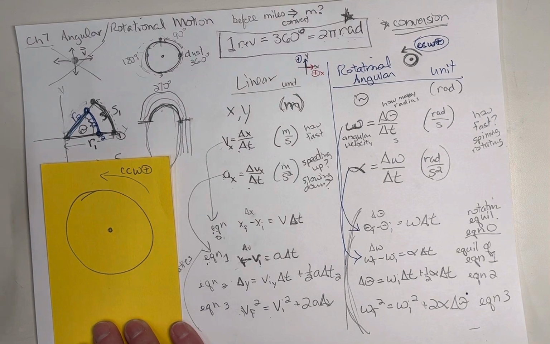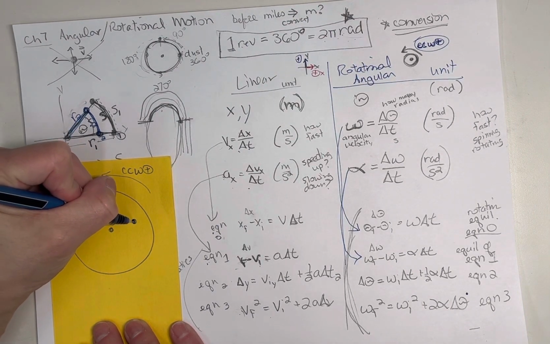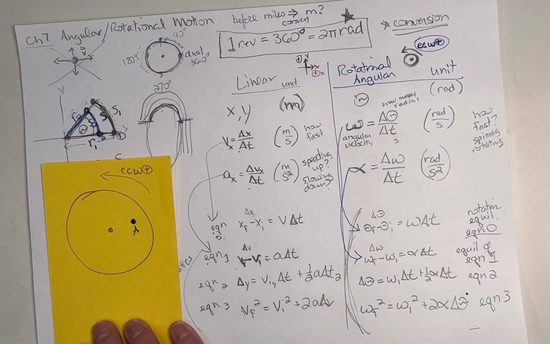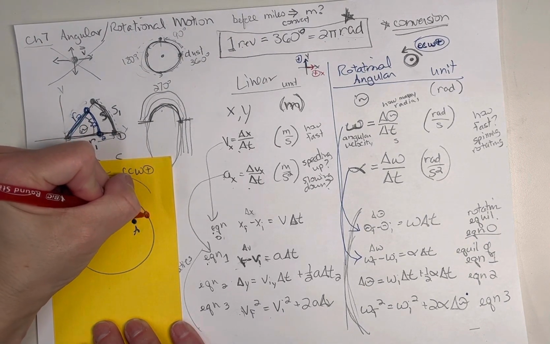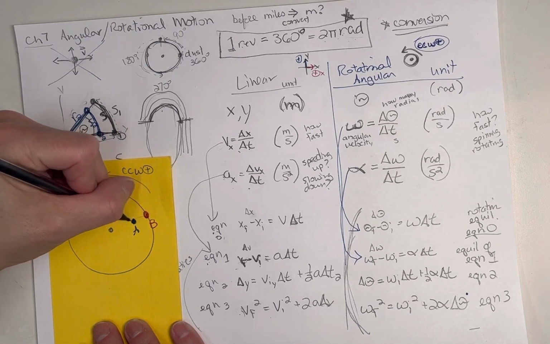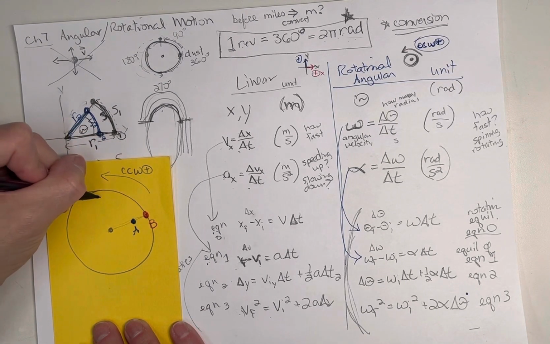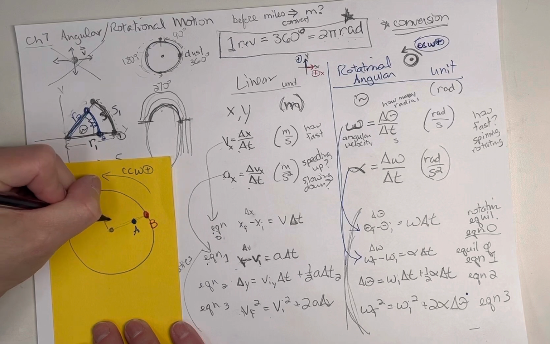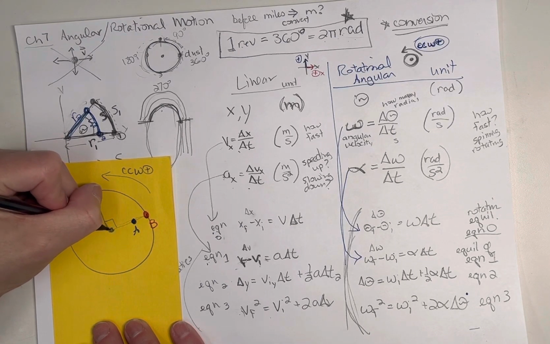I have two objects on it. Maybe they're specks of dust. Here's speck of dust A, and way out toward the edge, here's speck of dust B. As this disc rotates, it's going to rotate through, let's just say, something that looks pretty close to 90 degrees, just to keep the explanation easy.